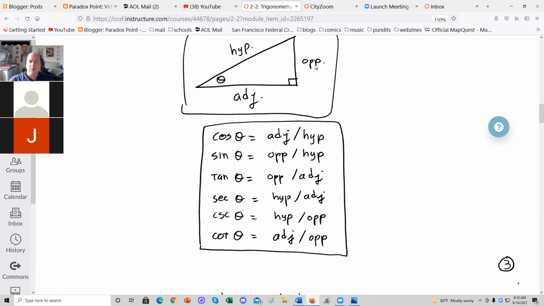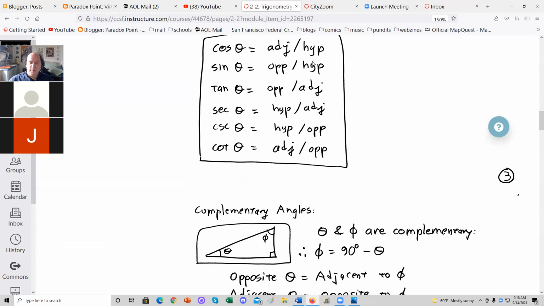Tangent is opposite over adjacent, y over x. Cotangent is adjacent over opposite, x over y. Secant is hypotenuse over adjacent, r over x, and therefore 1 over cosine. Cosecant is hypotenuse over opposite, r over y, and therefore 1 over sine. Okay.